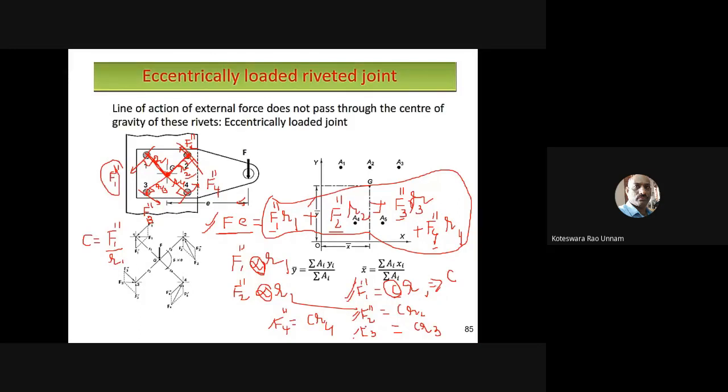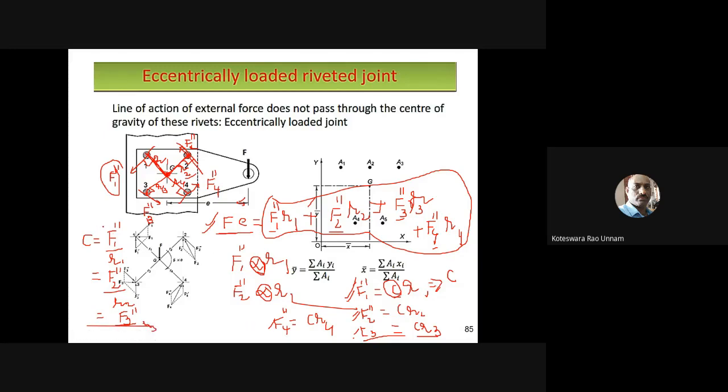If I take the second equation, from the second equation also I can write the same C is equal to F2 double dash by R2. Then if I take the third equation, F3 double dash is equal to C into R3. From that also I can write the same C is equal to F3 double dash divided by R3. So like that I can write it.